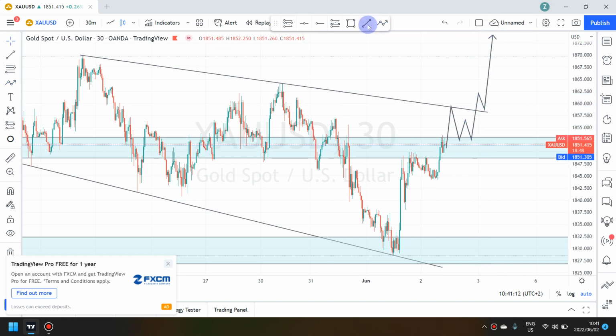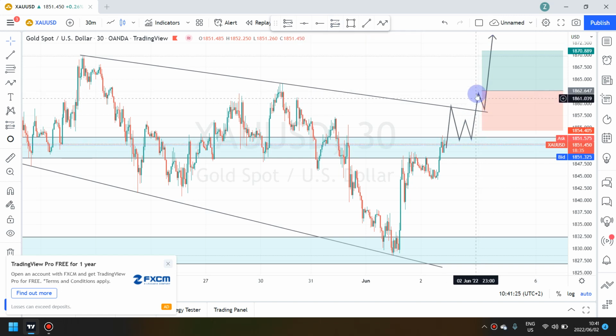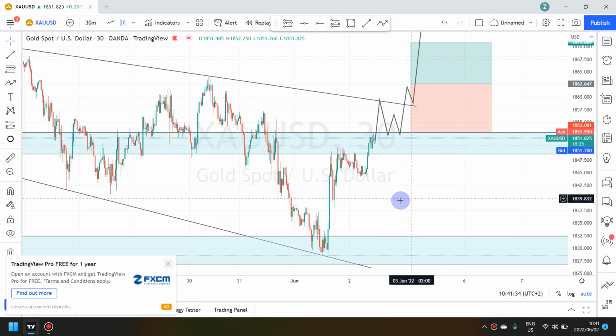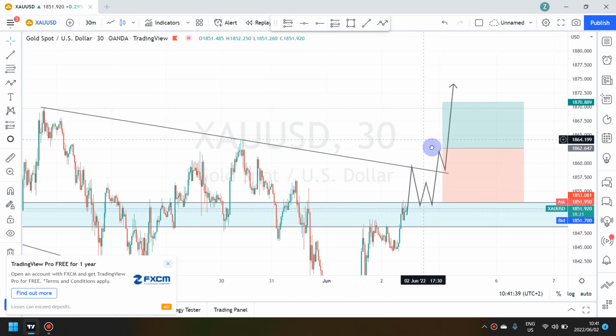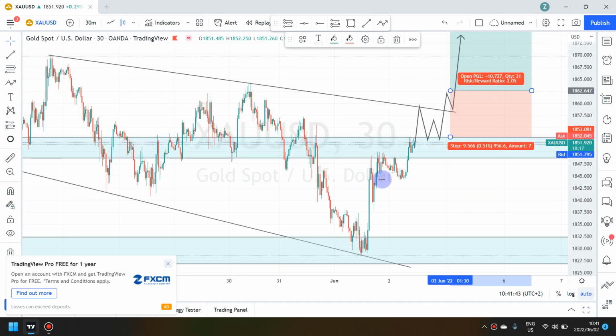So if the market does actually give us this double bottom, I would personally wait for this retest here, and I would place a buy stop here just above where the market reversed here, so that if it does shoot up, that would confirm to me that my buy setup is now validated. I can execute the trade.